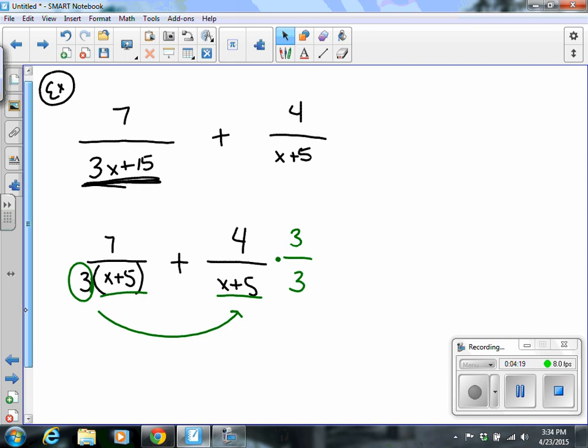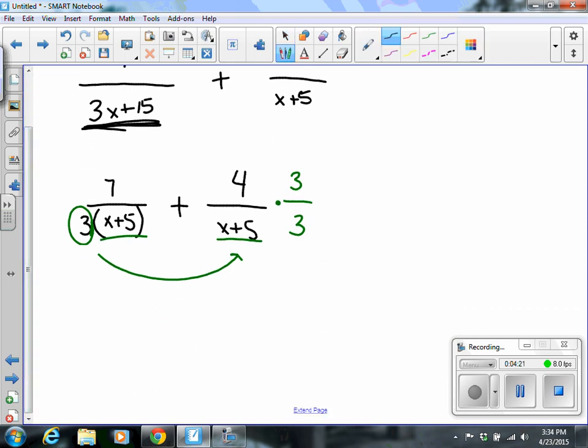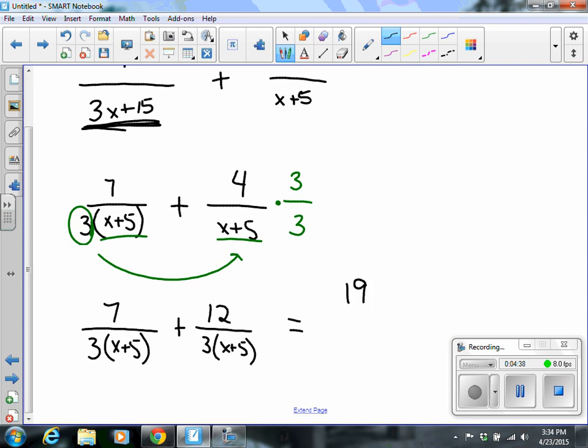So now I have 7/3(x+5) plus 12/3(x+5), which then gives me 19/3(x+5).